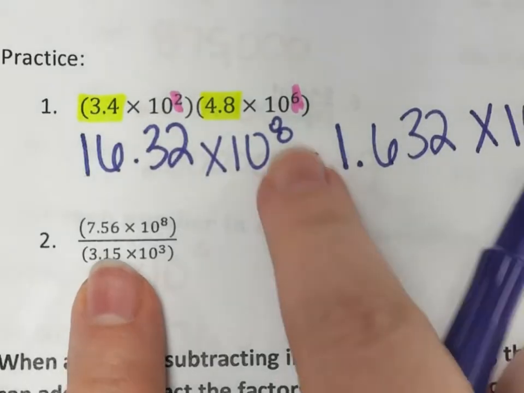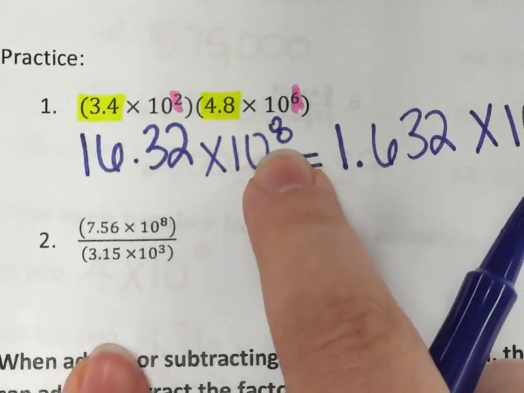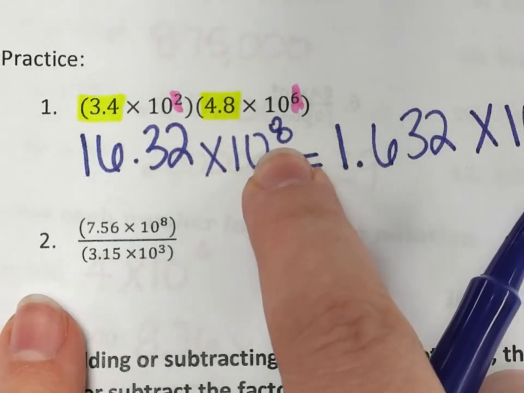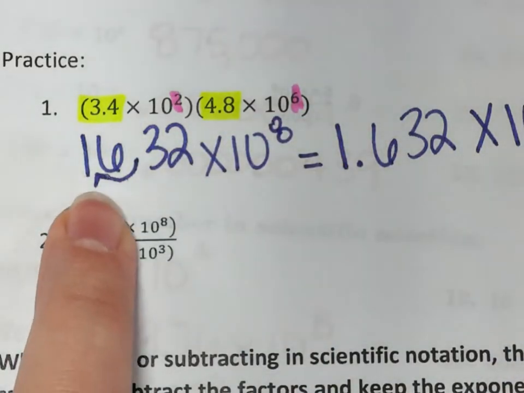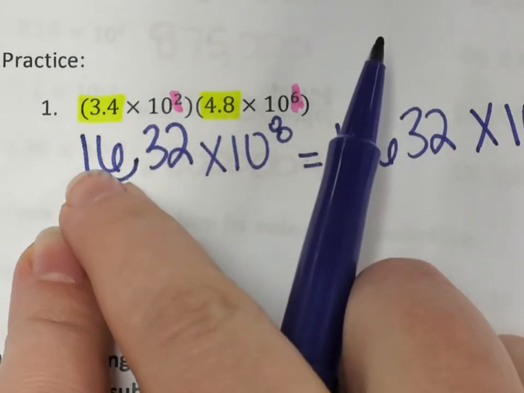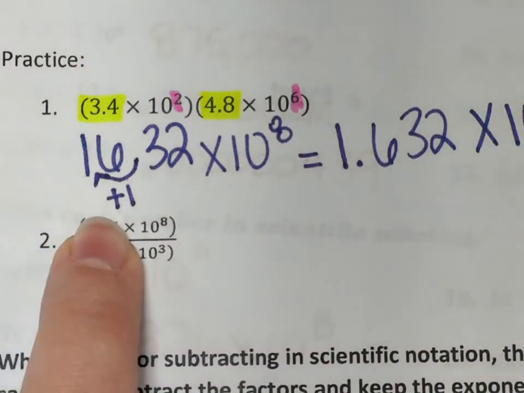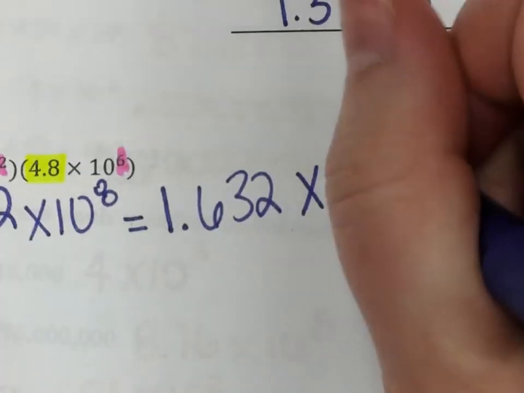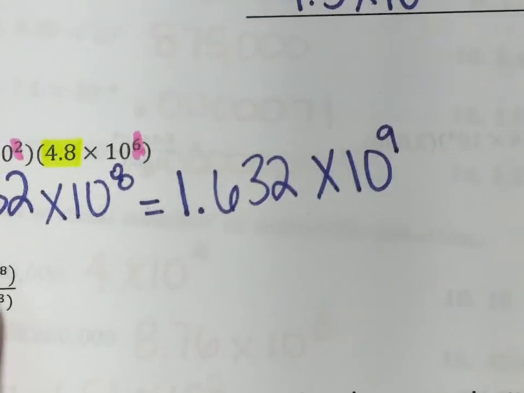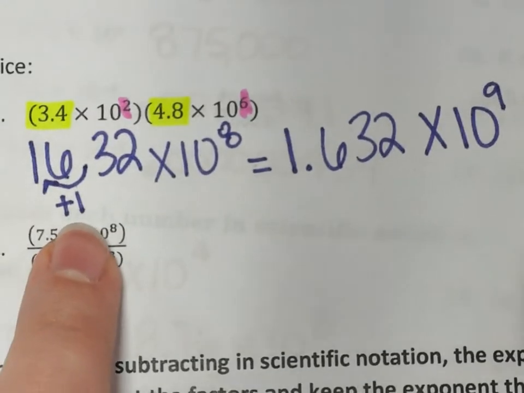Now the question is, our exponent was 8. So does it become 9 or does it become 7? 9. Why is it going to become 9? Because the 7 is to the left. It's a bigger number. Very good. When we move it to the left, remember that's a positive exponent, so that's a plus 1 exponent. It was 8 plus another move gives us an exponent of 9. Very good, y'all.